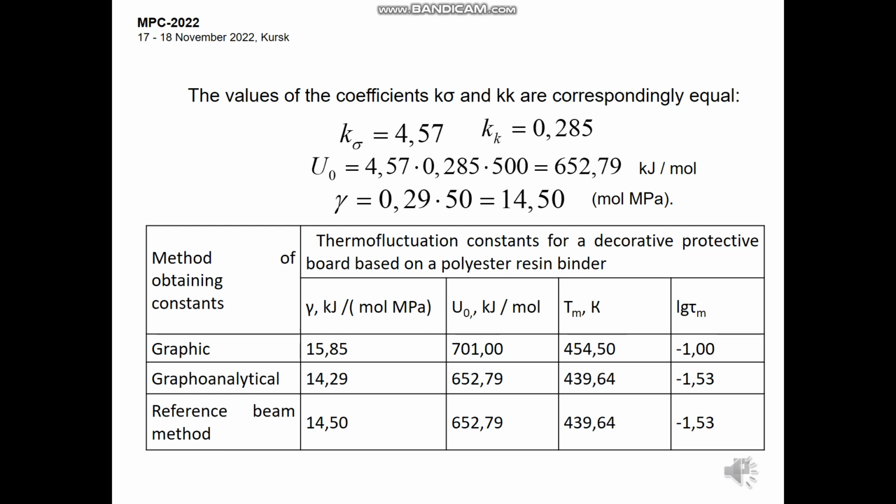Let us determine the thermal fluctuation constants U and γ for a decorative protective board based on a polyester resin binder. The obtained values coincide with the results obtained by graphic and graphic analytical methods and presented in the table. Analysis of the table shows a high convergence of the results of calculations performed by the graphical analytical method and by the method of the reference beam, which indicates the adequacy of the proposed method for determining the thermal fluctuation constants.